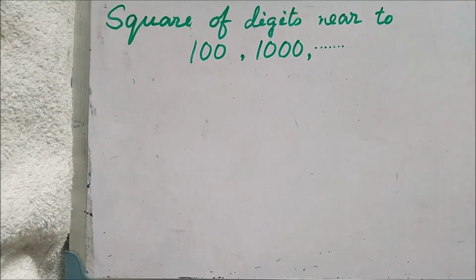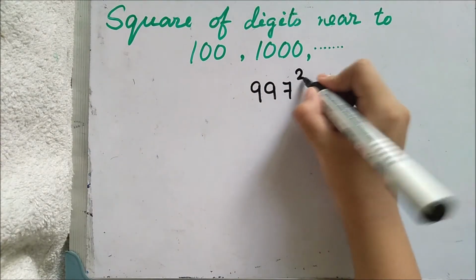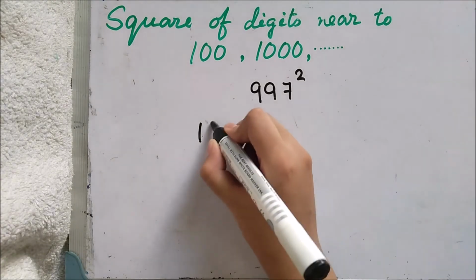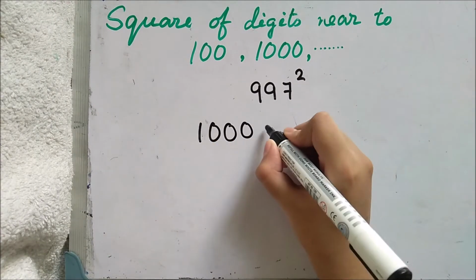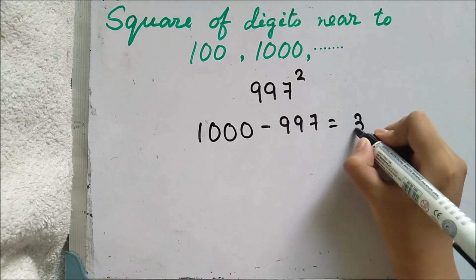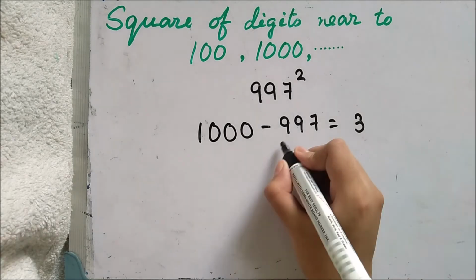Now we will do digits near to 1000 and lesser than 1000. So our first example will be 997 square. We know our first step was the difference, hence we will take 1000 as the base, and the difference is equal to 3. We know that our second step was of two different parts.